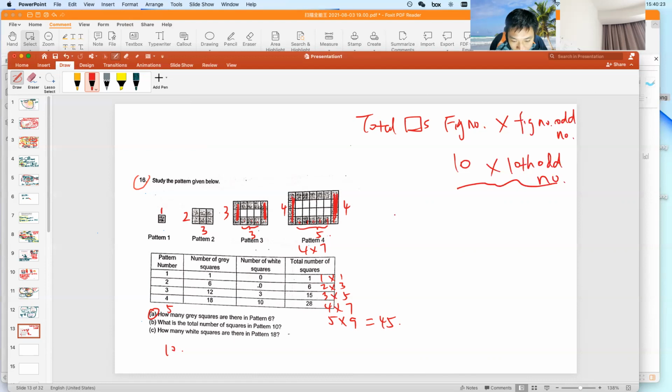So 1, 3, 5, 7, 9, 11, 13, you know. Okay, let me do it. Let me arrange them in an order that I'm comfortable with.